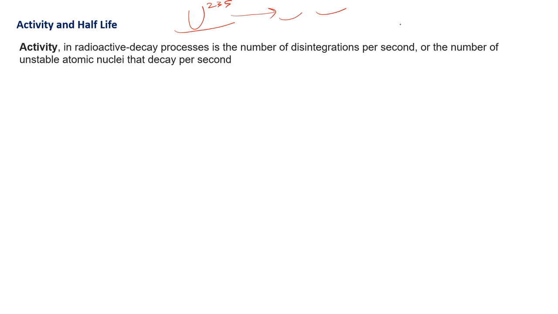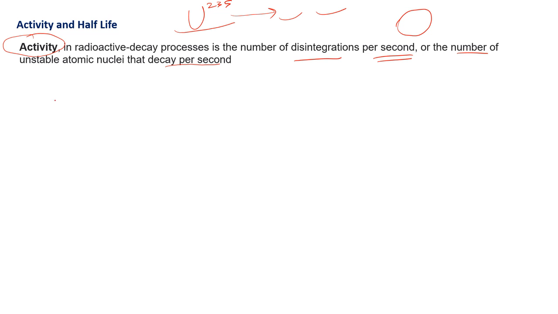Let's say you have a sample of uranium. It will have millions of uranium atoms, and each atom will disintegrate according to the reaction. Now the concept is how many disintegrations are taking place, what is that rate. The rate of disintegrations, how many uranium atoms are disintegrating per second, is what we call the activity of that particular element. This is also equal to the number of unstable atomic nuclei that decay per second.